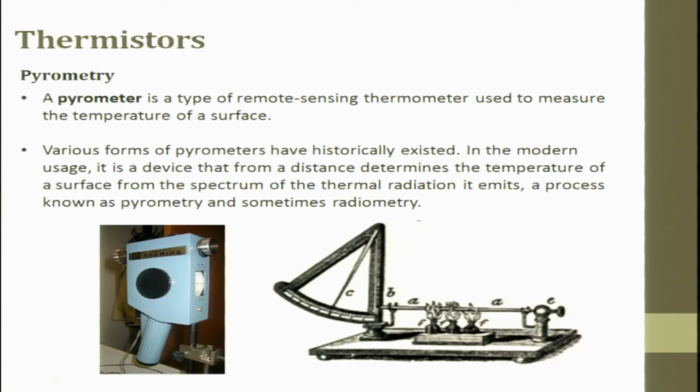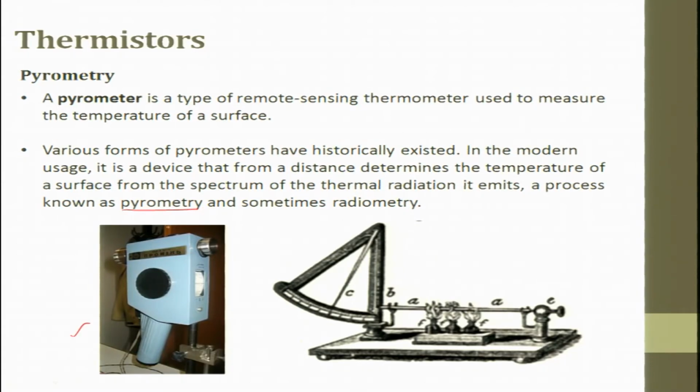The next type is the pyrometer. A pyrometer is a remote sensing, non-contact type of thermometer used to measure the temperature of a surface. Various forms of pyrometers have historically existed. In modern usage, it is a device that from a distance determines the temperature of a surface from the spectrum of thermal radiation it emits, a process known as pyrometry, or sometimes radiometry.